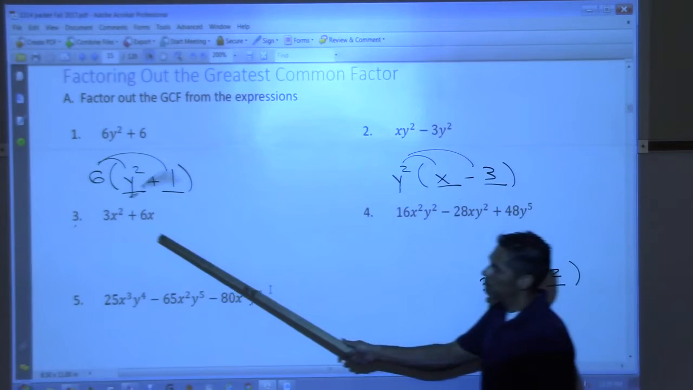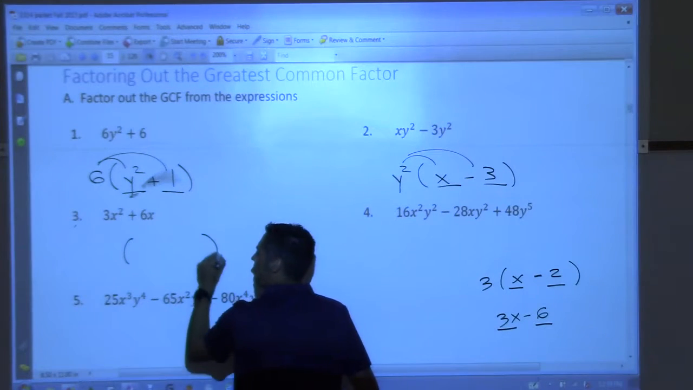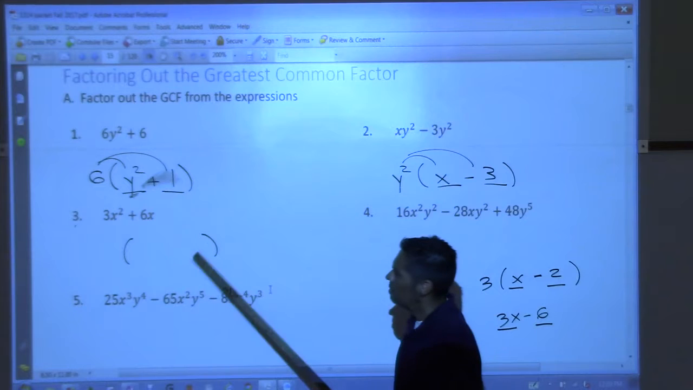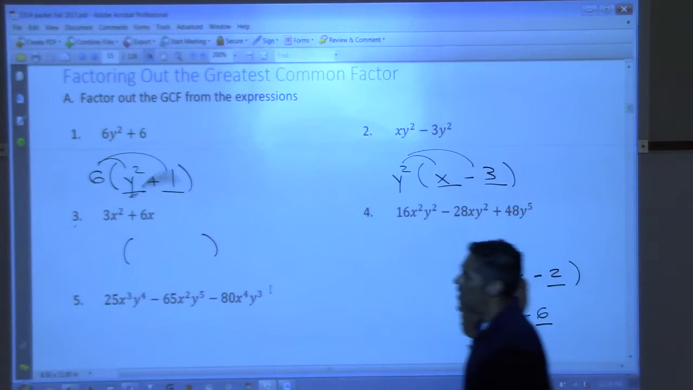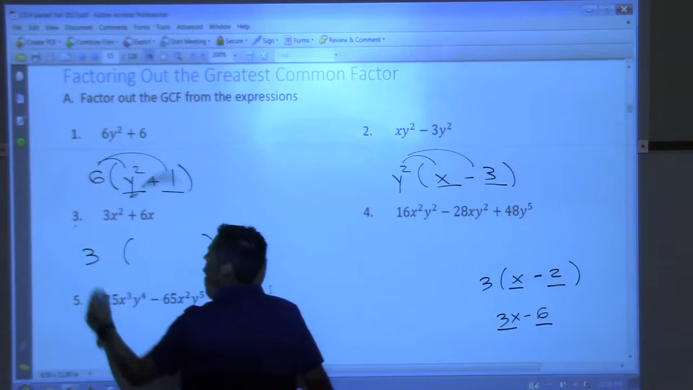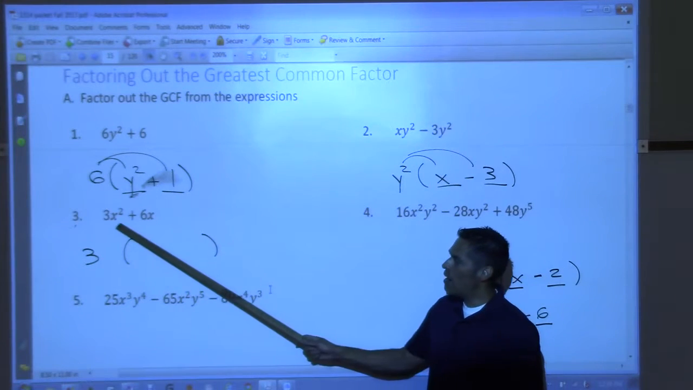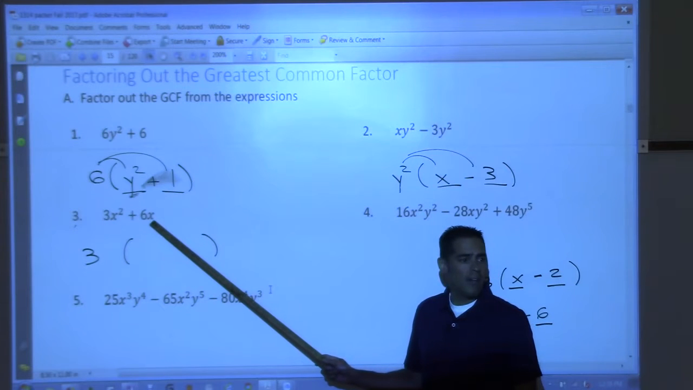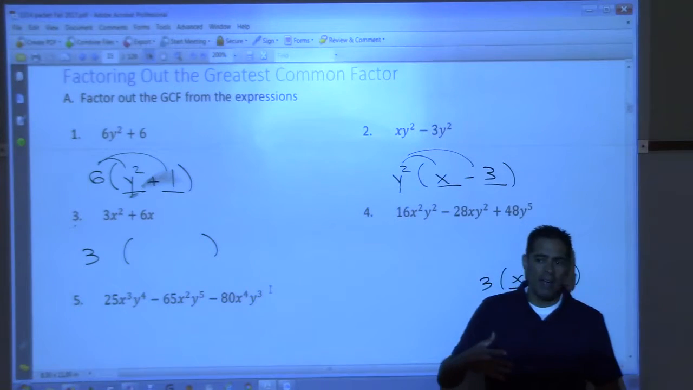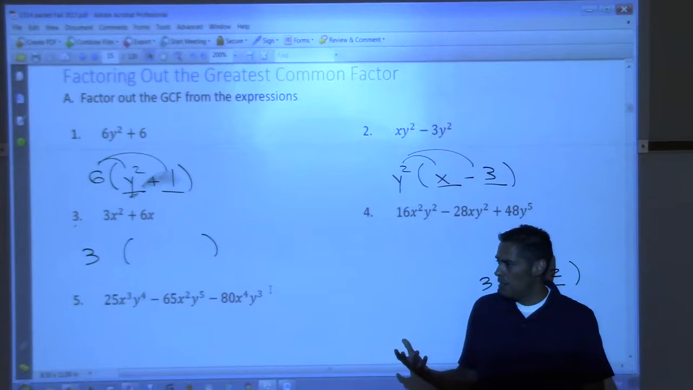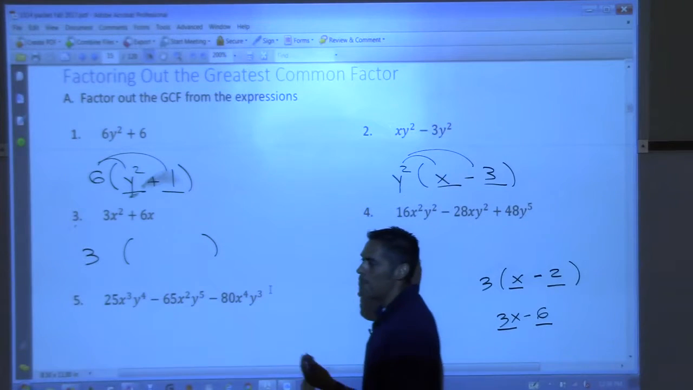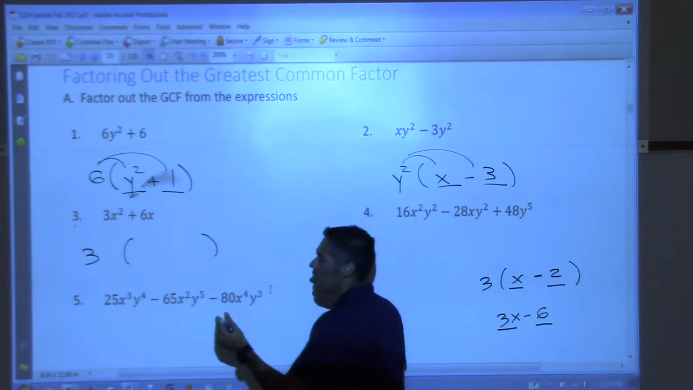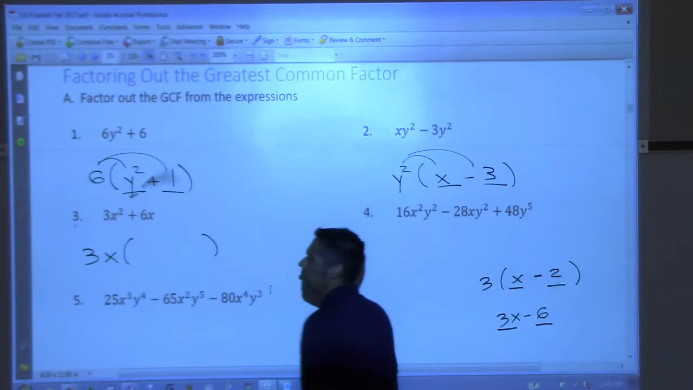How about this one? Enough space for two terms. Do they have a common number? 3, so I can have a 3 on the outside. How about x? Yeah. So I have x squared here, and I have just a single x here. The greatest common factor is what they both have in common. And all they both have is a single x. One of them has 2, but the other one only has 1. So you're going to pull out the minimum number of x's that appear. So I'm going to have a single x out here.